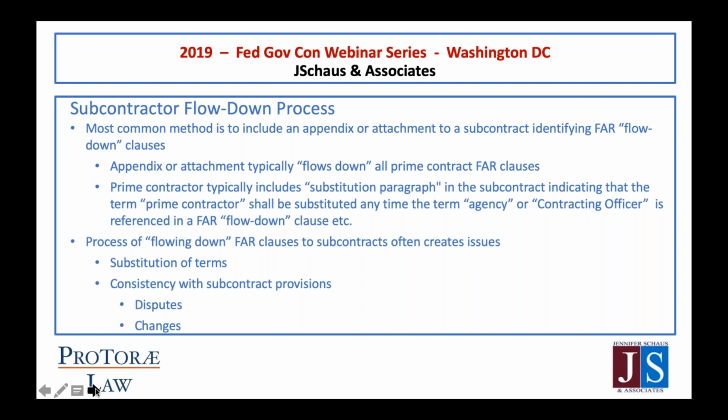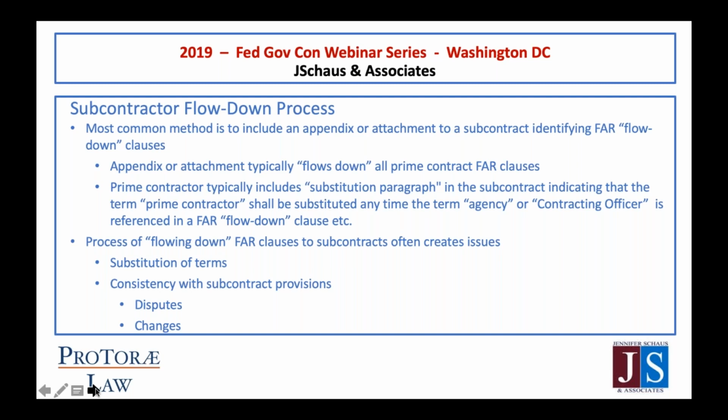And there's a process to doing so. Most prime contractors just flow everything down or include a statement saying that whatever obligations we have under the prime contract, subcontractor, you fulfill them. And that's generally what's typically done in the industry. And also, on top of that, you do have to include a substitution provision where the clause says contracting officer, it means prime contractor, or where it says contractor, it means subcontractor.